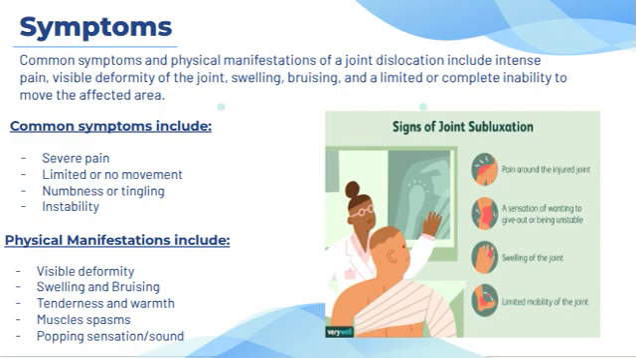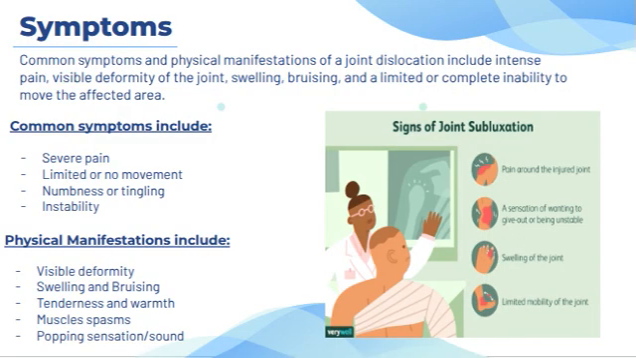And then moving on to the physical manifestations. So the physical manifestations include visible deformity. The most obvious sign is a joint that looks misshapen, bent at an abnormal angle or clearly out of place compared to the uninjured side. And then next we have swelling and bruising: rapid swelling and bruising, discoloration of red, typically develop around the injured area.